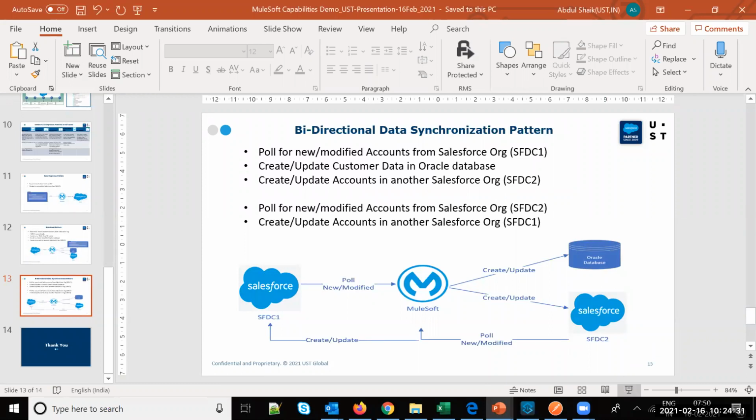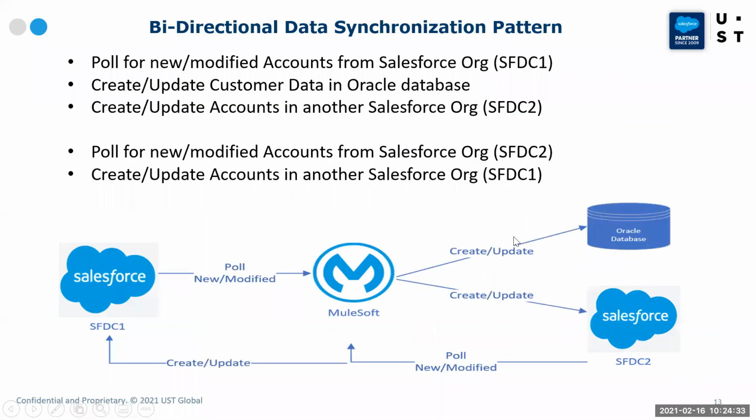So in this, what we are going to do is, any changes that happen in Salesforce org1, either a new account gets created or modified, we read it in near real time and update that customer data into the Oracle database as well as the other Salesforce org. And we also have a bidirectional sync wherein if any record gets created or modified in another org, that can be synchronized in real time with SFDC, the other Salesforce org.